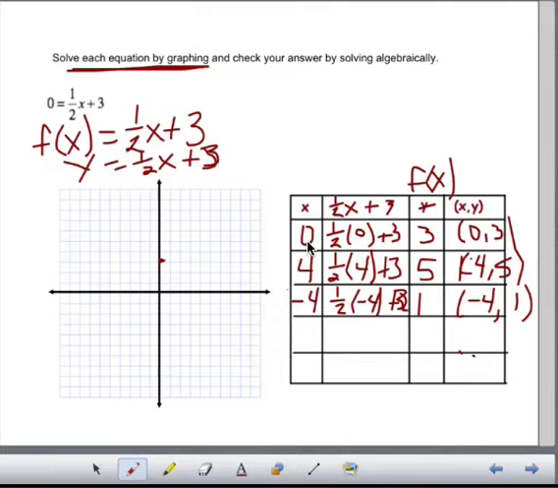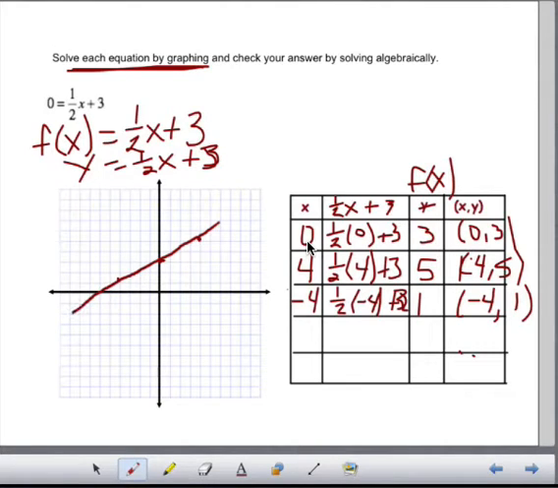I've got 4, 5. So 1, 2, 3, 4. And then 1, 2, 3, 4, 5. And I've got -4, 1, 2, 3, 4, 1. Now, this is when you're really going to need to get your ruler out and make sure you draw a good straight line because you need to see exactly where this crosses the x-axis.